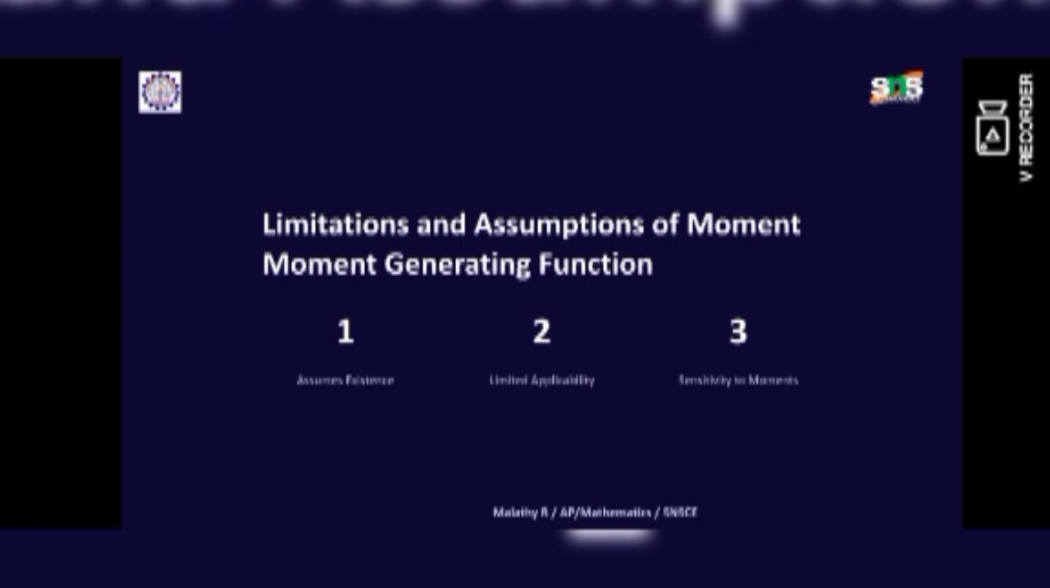Limitation and assumption of moment generating function: assumed existence, limited applicability, and sensitivity to moments. Sensitive to moments means we are having four types of moments. The first type is the tail; skewness and kurtosis are described in terms of tails, and skewness is having left or right. This is not a symmetric one; it is asymmetric. That means it may be increasing towards the right, it may be decreasing towards the left. So these are all the sensitive moments.